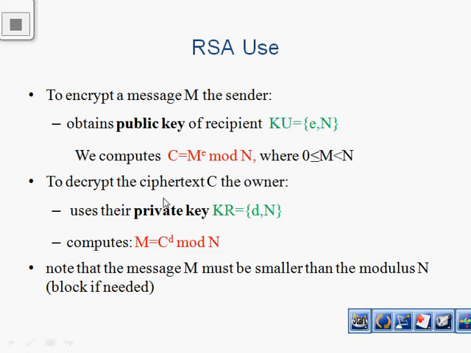Next, to decrypt the ciphertext C, the owner uses the private key KR is equal to D comma N. So compute the value M, where M is the original message and C is the ciphertext: M is equal to C power D mod N. On the encryption side, the sender uses the encryption key, and on the receiver side the decryption key is used. Note that the message M must be smaller than the modulus N.